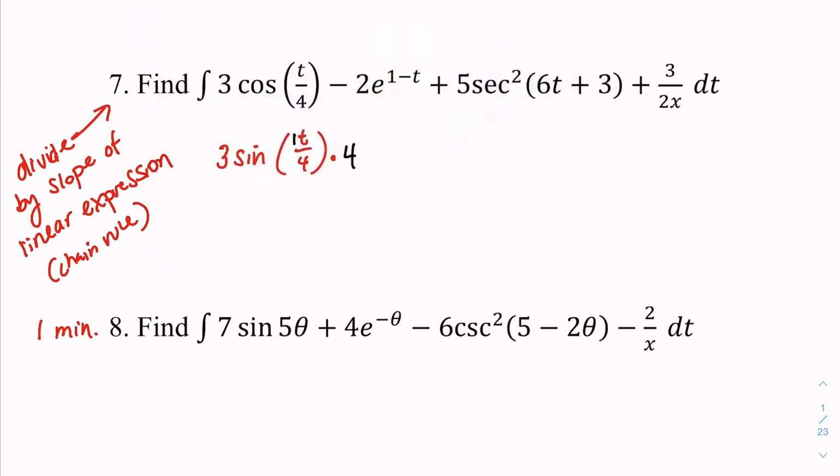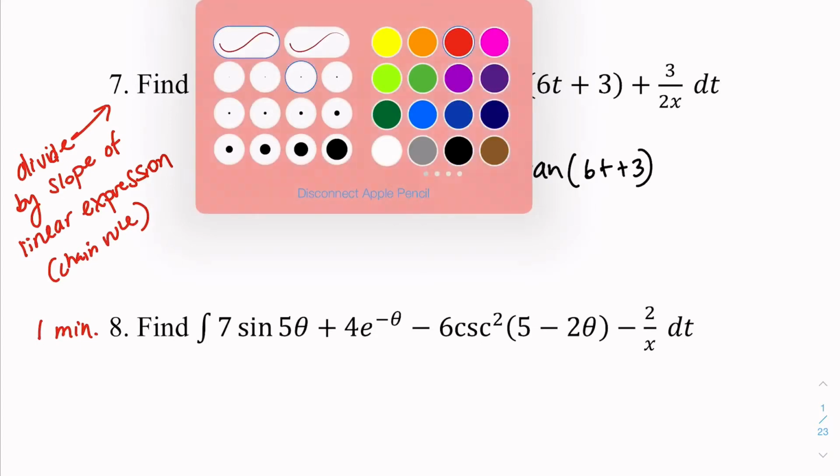Let's do the same thing on the next term. I have negative 2. The integral of e to the monkey is just e to the monkey, but we have to divide by the slope. Here my slope is negative 1, so we'll divide by negative 1. Next, plus 5. The integral of secant squared is tangent. The monkey stays the same, 6t plus 3, but we'll divide by the slope.